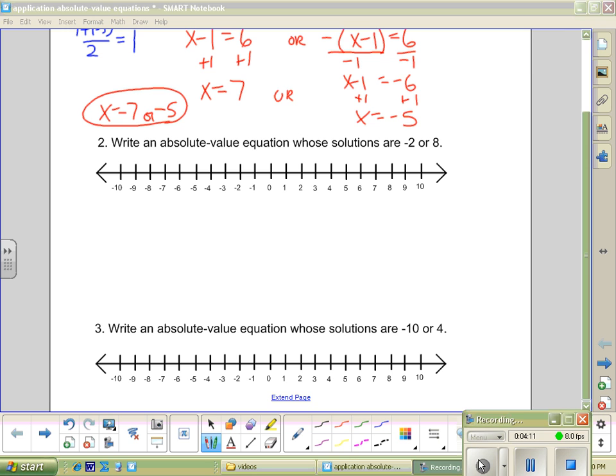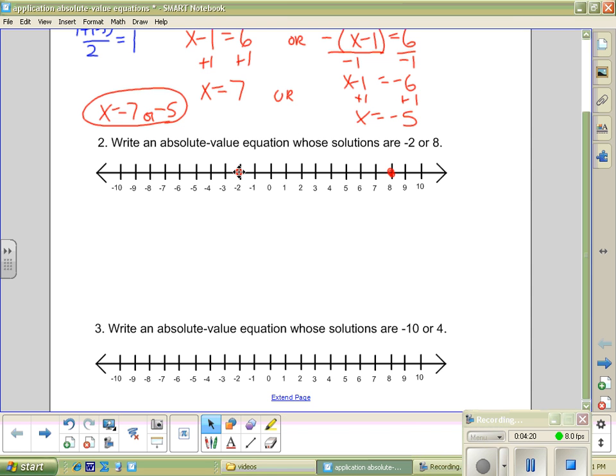So if I plot my 2 points at -2 and 8, I want to find out what that equation is going to be. Just like I described on the last problem, I'm going to find the midpoint of my 2 solutions, and that's going to be part of my equation. So I write 8, and I add -2, take the mean of those two numbers. 8 plus -2 is 6. 6 divided by 2 is 3. So my midpoint, which is not really a graph, it's just a midpoint, is going to be 3.